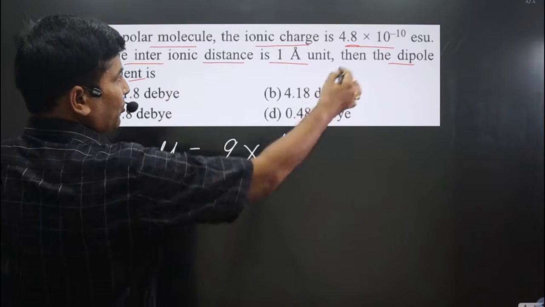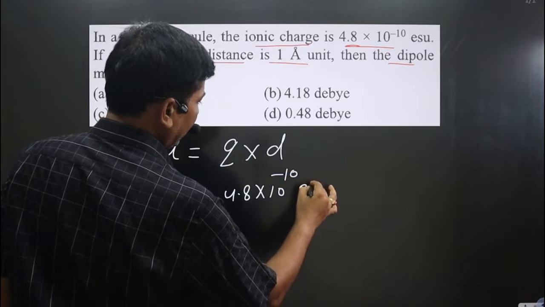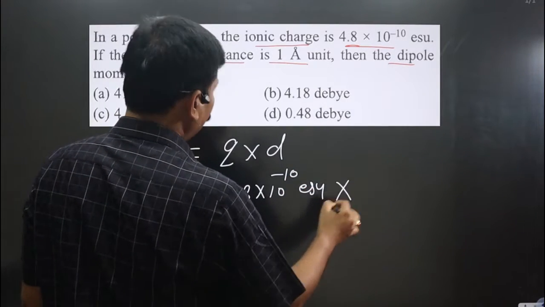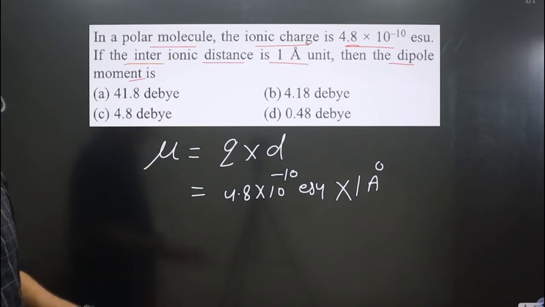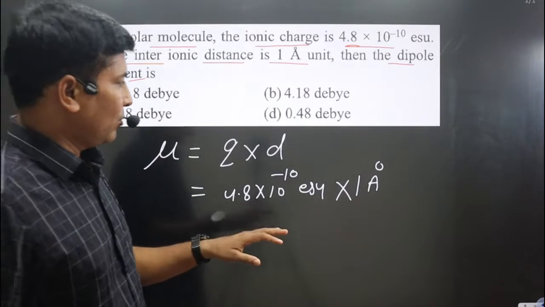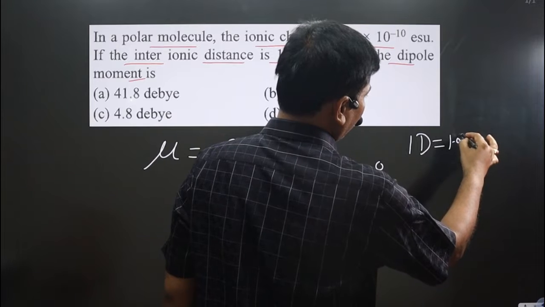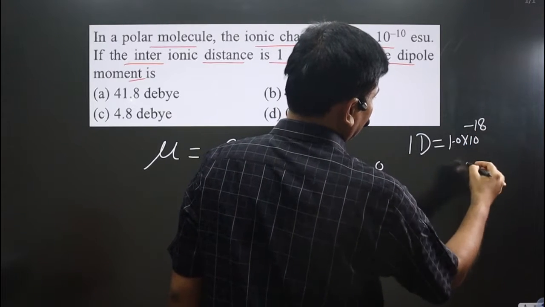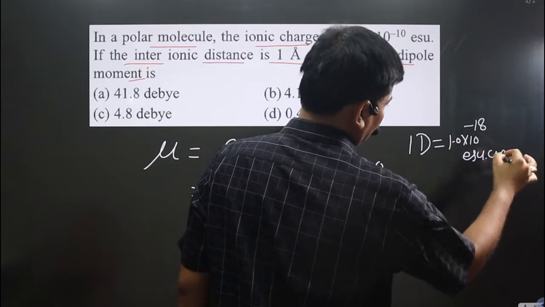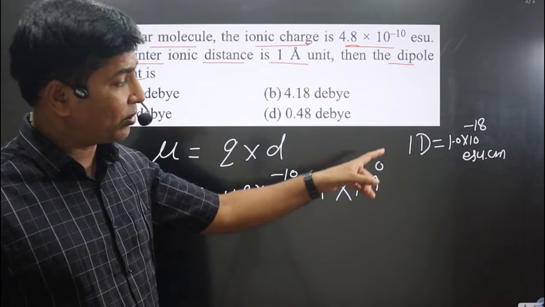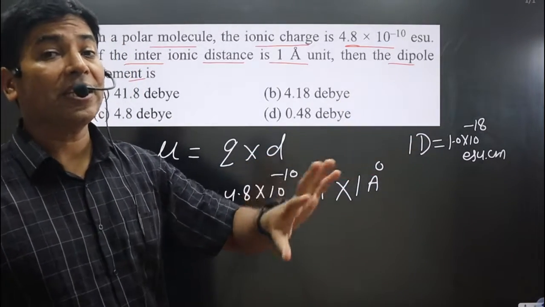We have the charge value as 4.8 multiplied by 10 to power minus 10 ESU, multiplied by distance, which is given as 1 angstrom. Always keep in mind that 1 Debye is equal to 1.0 multiplied by 10 to power minus 18 ESU centimeter. 1 Debye is equal to 1.0 multiplied by 10 to power minus 18 electrostatic unit centimeters.